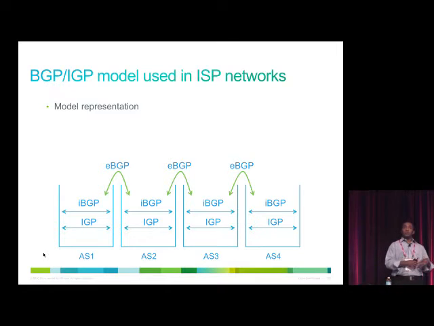iBGP is used to exchange routes within a single AS, but that same route could be exchanged to another AS via eBGP, subject to policy, obviously. So that's a clear difference.